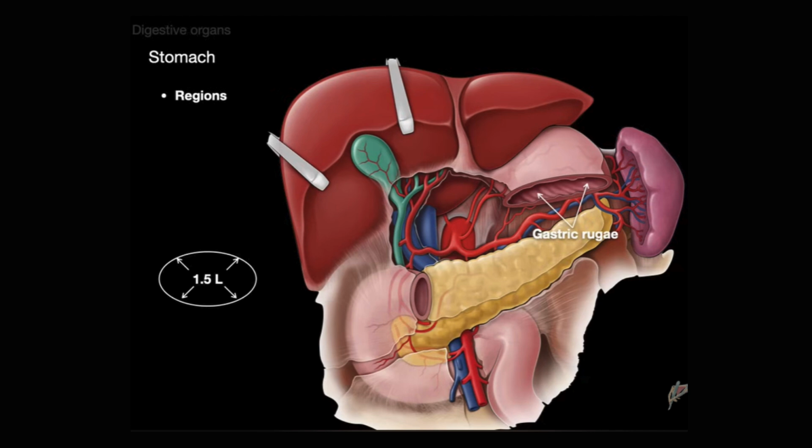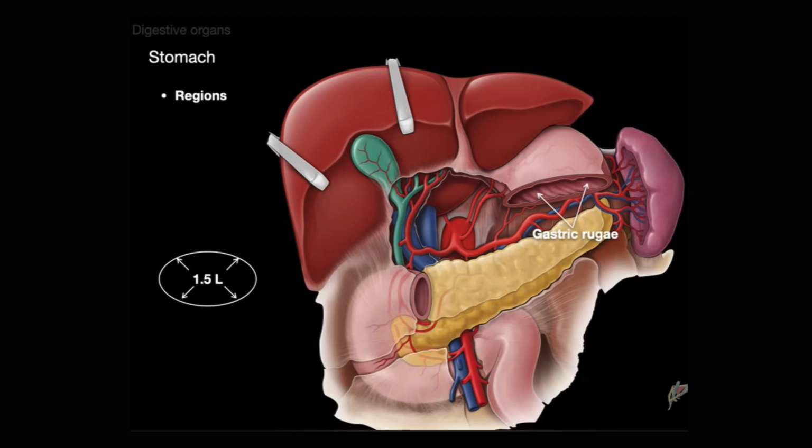Now, the gastric rugae are folds of the mucosa. You can go and watch the previous video to learn more about the mucosa, but the mucosa is actually the folds of the stomach itself. They're going to allow the stomach to expand. When it expands, it increases its capacity for food. So for example, if you're at a buffet, you're just stuffing food down.